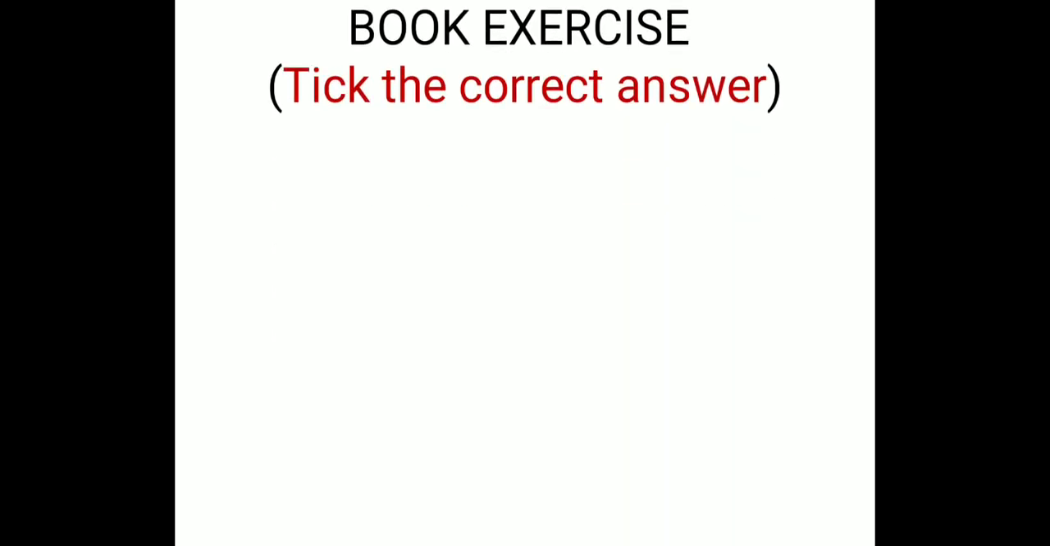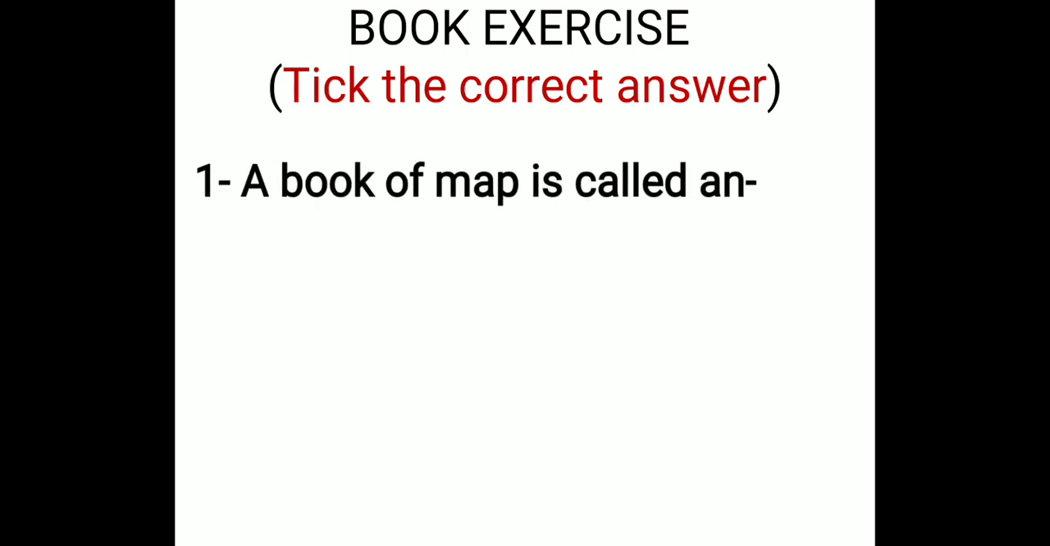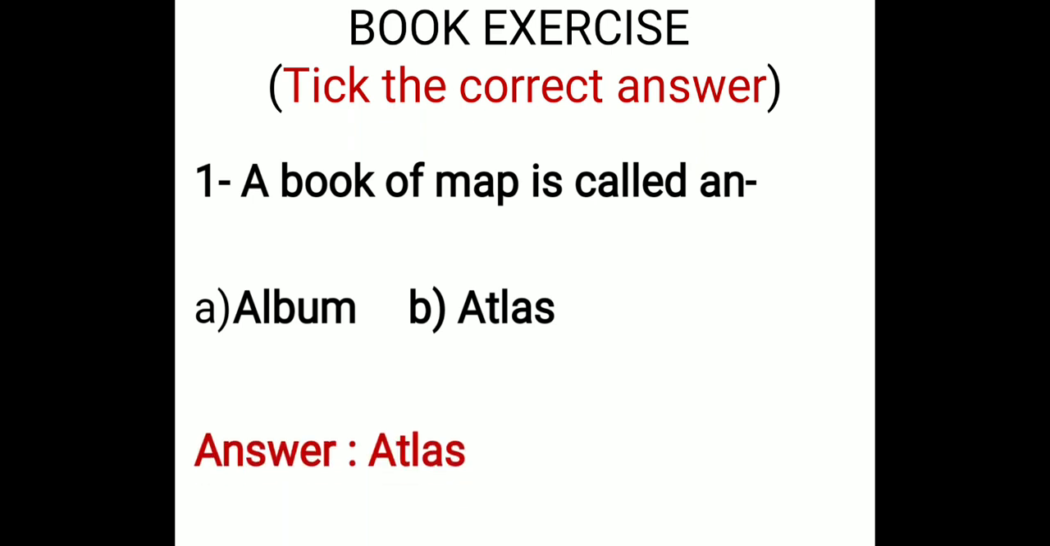Now we will do the book exercise, students. The first book exercise is to take the correct answers. The first question is, a book of maps is called an album or atlas? What is it called? A book of maps is called an atlas. The correct answer is B, atlas.